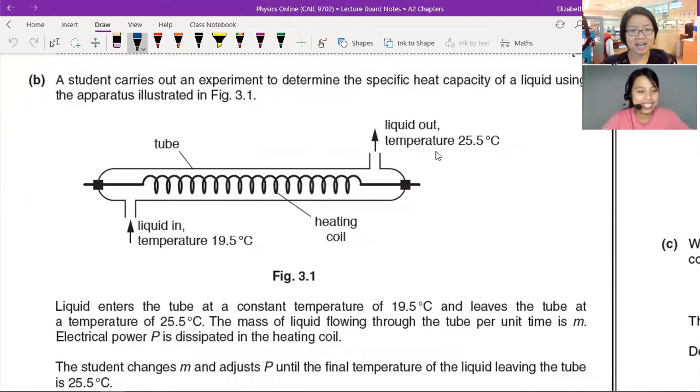Wow, so familiar, Miss, this one. You think I drew my own diagram, man? Of course, I cropped the diagram from a past year paper lah. This is exactly the one we looked at just now.